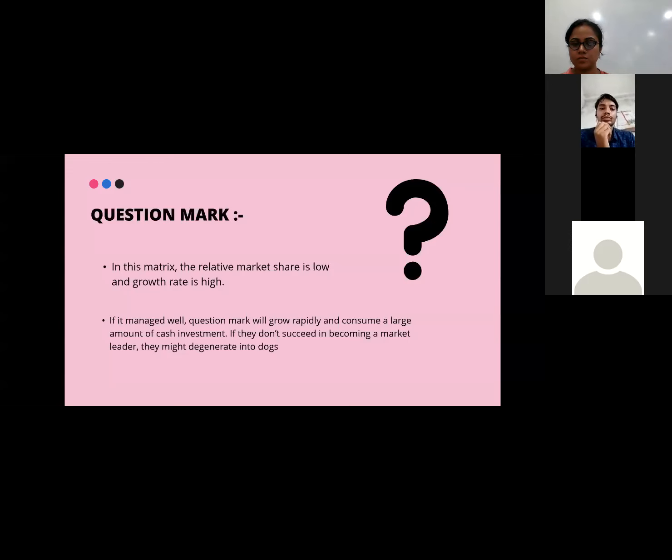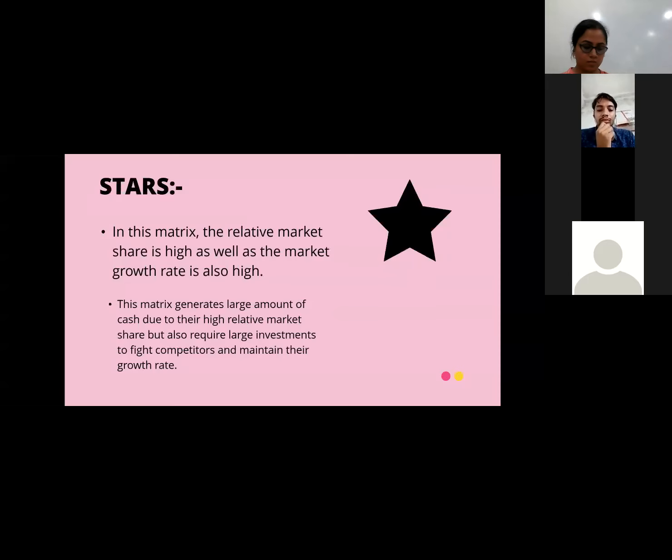Thank you. Now the next matrix will be explained by my friend Ankit. Good morning, ma'am, and good morning, everyone. Myself Ankit, and today I am here to express my views on the star quadrant of the BCG matrix. Basically, it indicates a large market share in the fastest growing industry.